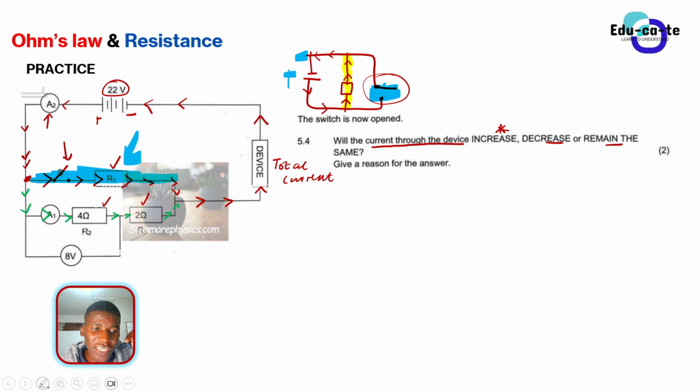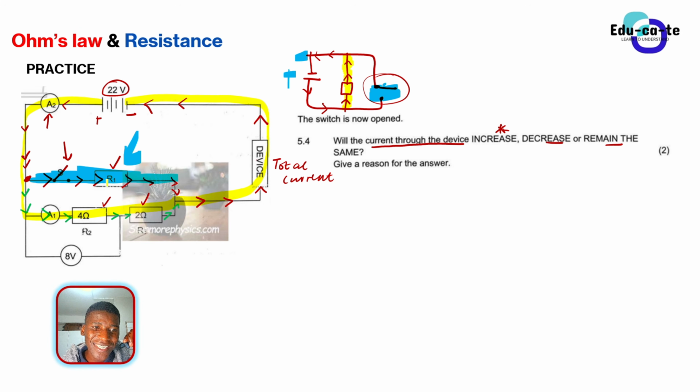So the current is only able to move from the positive terminal, straight downwards, go to 4 ohms, go to 2 ohms, go to the device, and then come back to the negative terminal, because that path is closed. There's no open part. So the current cannot pass through R1. This is the same thing as saying that I'm removing R1 from the circuit, because there's no current passing through it. When current is no longer passing, it's practically the same as removing R1 from the circuit.